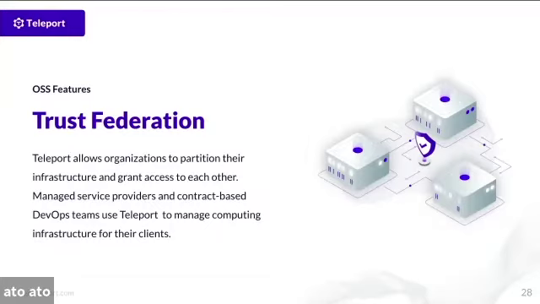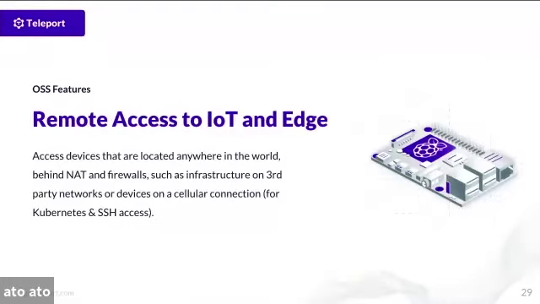And then we have even the ability for a trust federation. So you can have what we call root and leaf clusters or different namespaces. So as you build your environment and you have, client A can't see client B, or developers can't see production or whatever, you can segregate that within Teleport with its trust federation aspect.